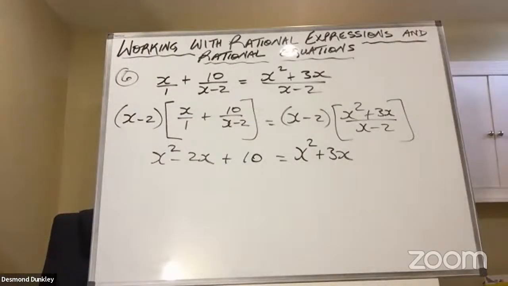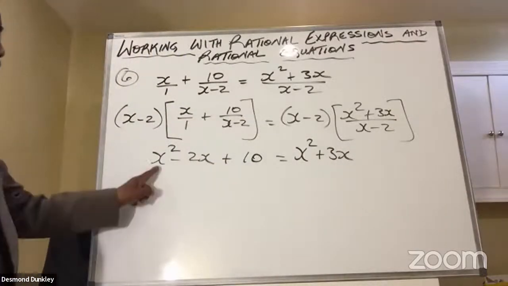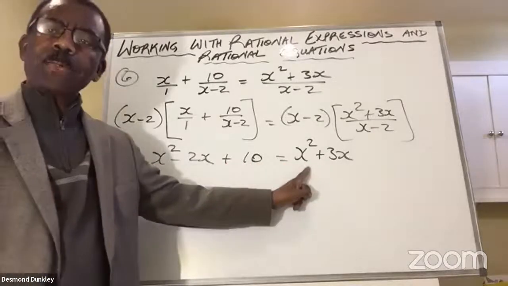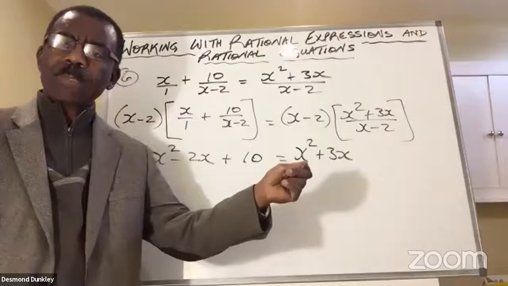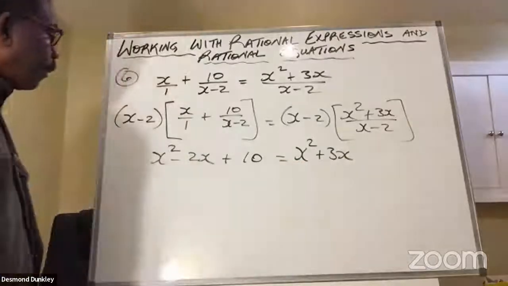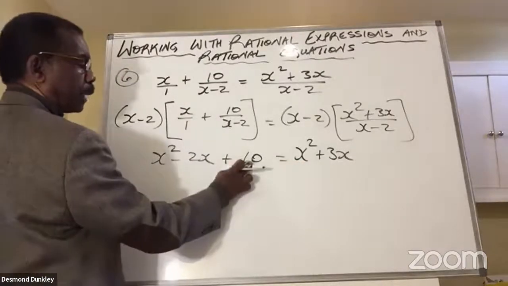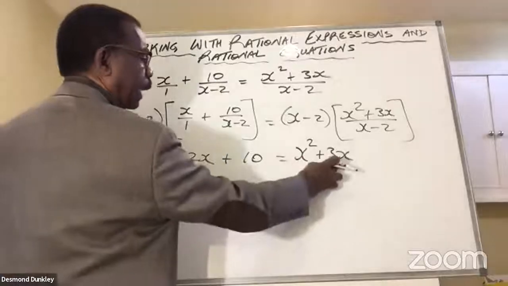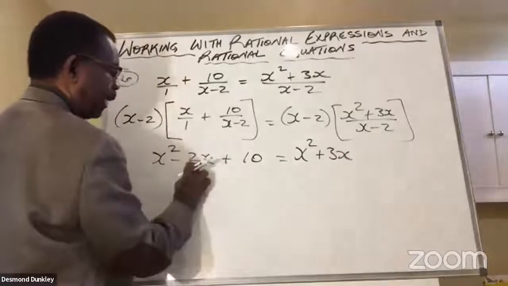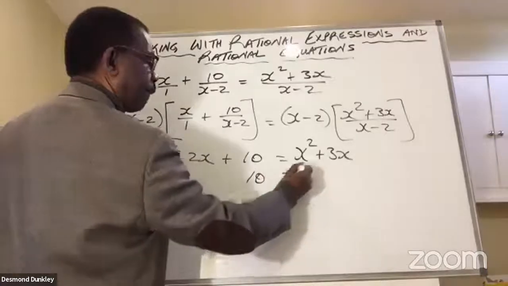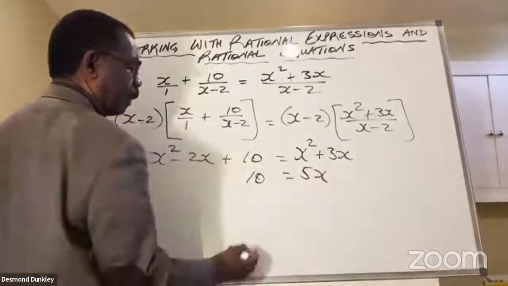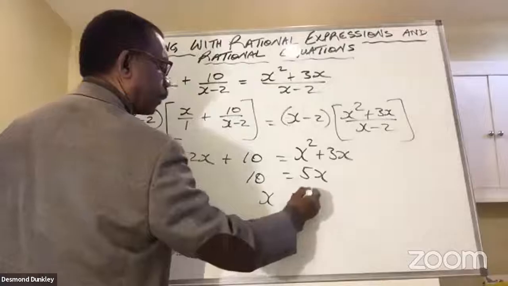And as I look at this equation, I say, oh, x squared on the left, x squared on the right. So I subtract x squared from both sides, x squared is gone. We have negative 2x plus 10 equal to 3x. We could add 2x to both sides. So we end up with 10 equal to 5x. So therefore, x is equal to 2.